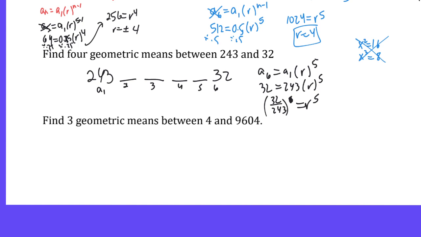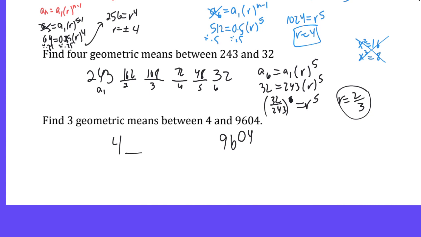Okay, if you put that in your calculator, you would get 0.666 repeating. So 2/3 is going to be our answer. Because it's an odd root, there's no plus or minus. So if you take 2/3 of it to get from one to the next, you get 162, you get 108, 72, and then 48. Okay, and that'll get us there.